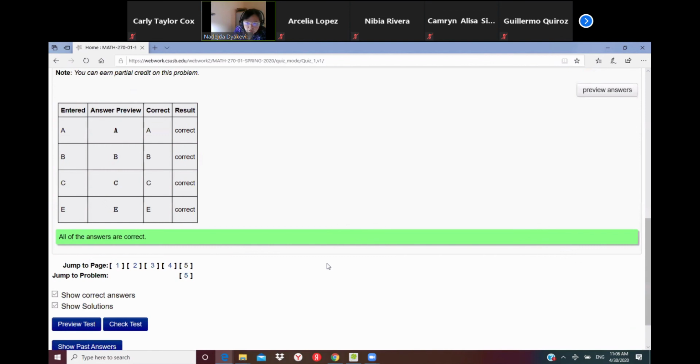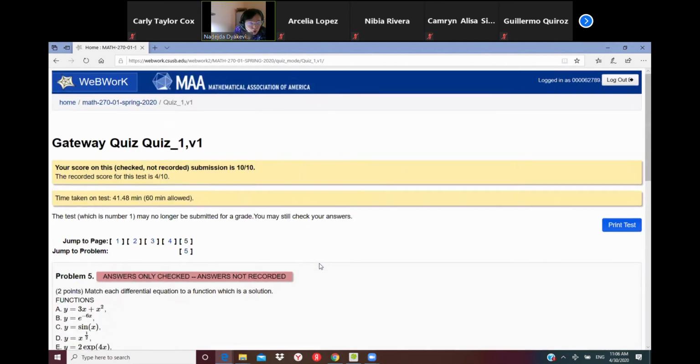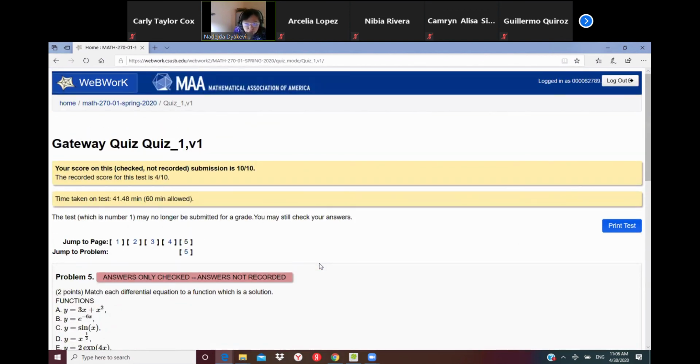Yes, it looks fine. So any questions regarding quiz number 1? And it has a nice convenient option to print it. I haven't tried it yet, but apparently you should be able to print a test once you take it. So any questions? Quiz number 1, any questions?